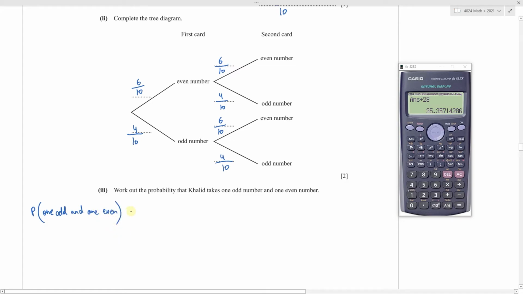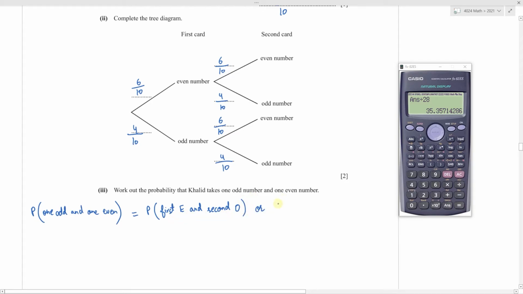How can you get one odd and one even? There are two ways to get one odd and one even. That is, you get the first one even. First, the card that you draw is even, and the second one that you take out of the deck is odd. So you have one even and one odd.